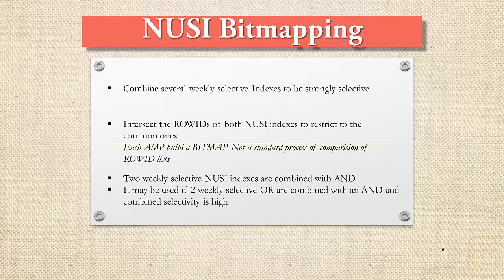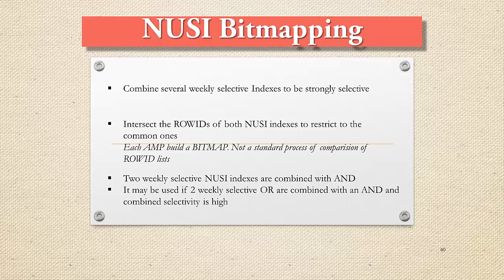A special kind of selectivity that we can achieve with non-unique secondary indexes is the NUSI bitmap. How is it defined? When we have several non-unique secondary indexes that are weakly selective each, but that, by the way they are combined, are strongly selective together, this is the prerequisite for a NUSI bitmapping. It is implemented in the following way.